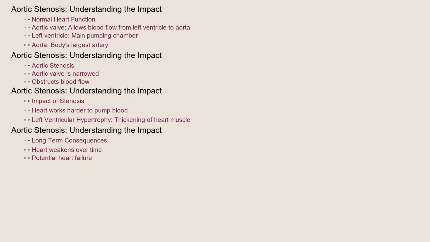To understand the impact of aortic stenosis, we need to look at the heart's normal function. The aortic valve allows blood to flow from the left ventricle, the heart's main pumping chamber, into the aorta, the body's largest artery. With stenosis, the aortic valve is narrowed, obstructing blood flow. The heart then has to work harder to pump blood through the constricted opening. This increased workload can lead to thickening of the heart muscle, a condition called left ventricular hypertrophy. Over time, the heart can weaken and may eventually lead to heart failure.